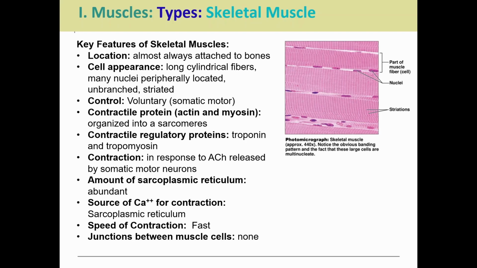We contract in response to the neurotransmitter acetylcholine. We have a lot of sarcoplasmic reticulum, and within that we have lots of calcium. These contractions are very, very fast. We don't see junctions between these muscle cells.